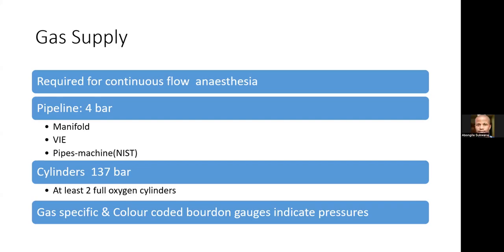Oh, hi. So VIE, doc, stands for, I think, vacuum insulated evaporator. It's what we use, I think, to store some of the gases that are delivered via the central gas supply, doc.